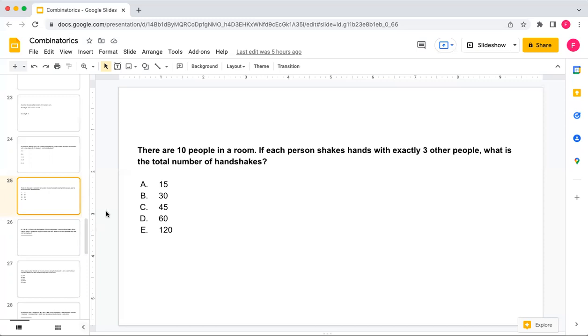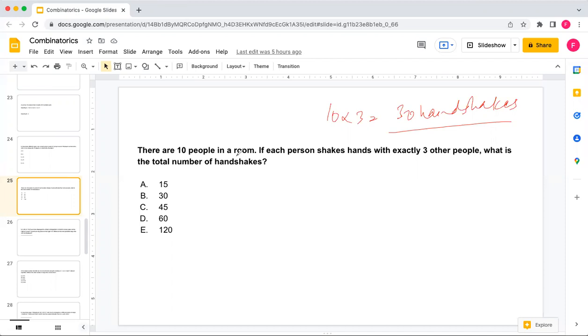Just a quick idea. How can you solve the handshake problem? The question is that you have 10 people in a row. If each person shakes hands with exactly 3 others, what is the total number of handshakes? Someone can quickly say yes, 10 into 3 is 30. There are 30 handshakes, right? So is 30 the answer? As there are 10 people and each shakes hands with 3 others, there will be 30 ways, right?